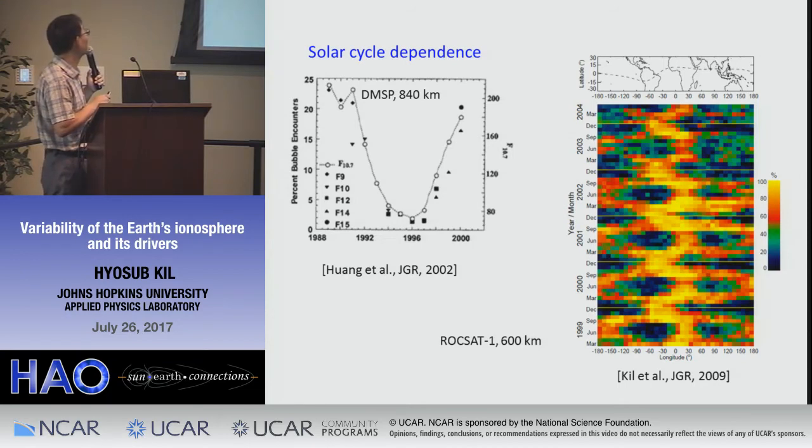This is the F10.7 variation, the indicator of the solar cycle, and the bubble occurrence also shows a high occurrence rate when the solar flux level is high compared to when the solar flux level is low. And this plot is the yearly observation data. So you can see the occurrence pattern is very similar year by year, but as the solar cycle declines, the occurrence rate decreases, right? And this plot also shows the occurrence of bubbles has large longitudinal variation and also seasonal variation.